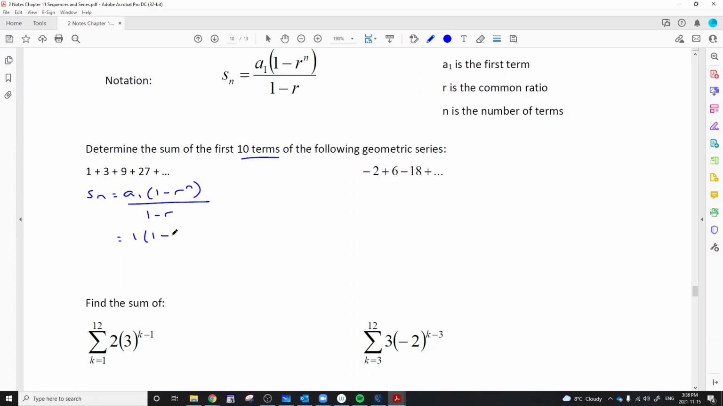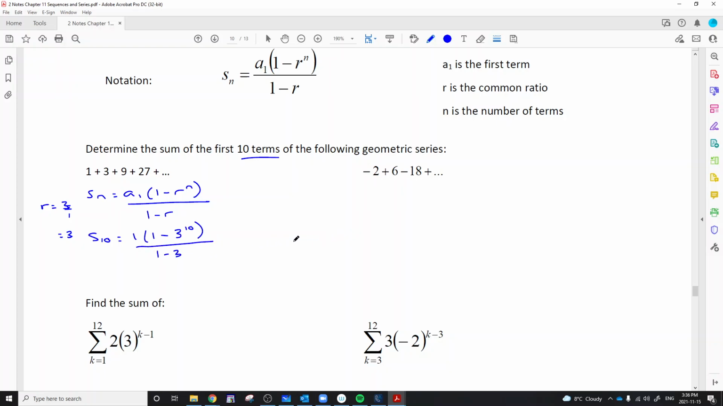And then it's got 1 minus. We have to figure out the common ratio. So common ratio, second term divided by first term, would give me 3. So 3 to the exponent n. We're finding the sum of the first 10 terms, so n is 10, divided by 1 minus 3. Okay. Again, plug and play.